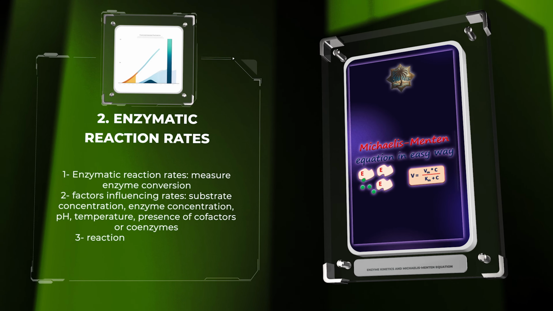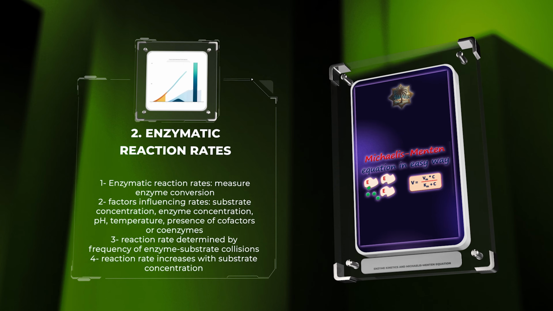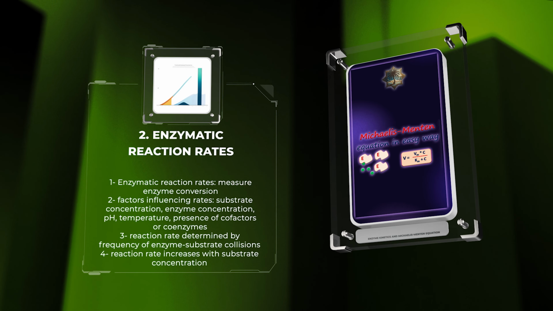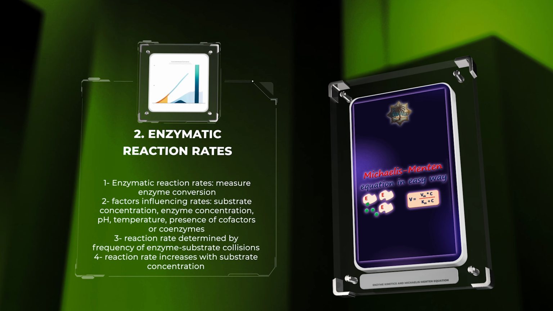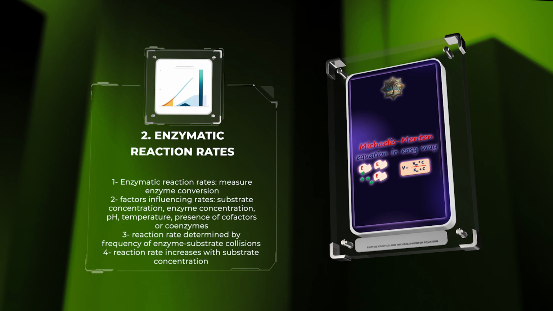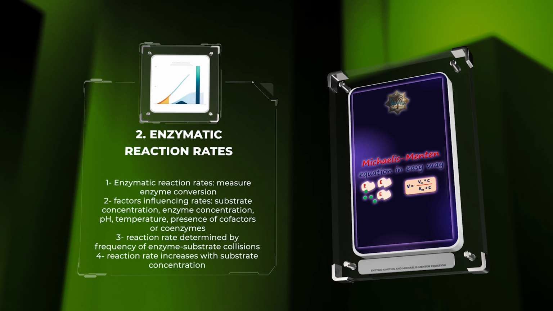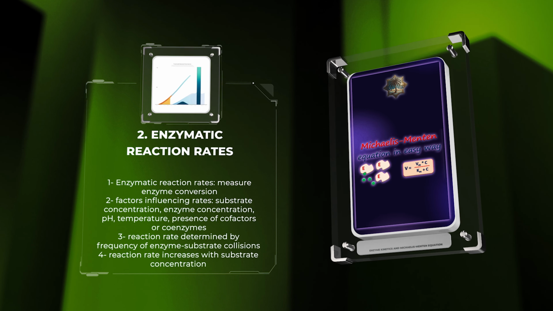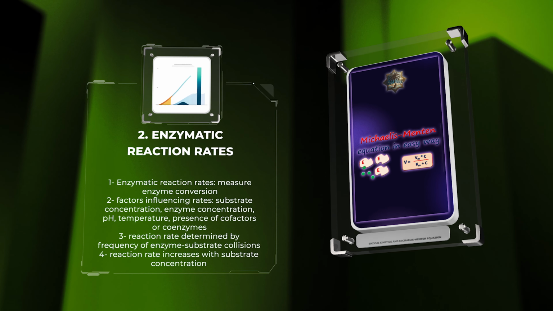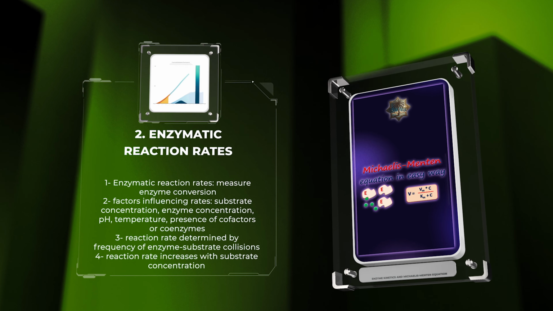Enzymatic reaction rates measure how quickly enzymes convert substrates into products. Several factors influence reaction rates, including substrate concentration, enzyme concentration, pH, temperature, and the presence of cofactors or coenzymes. The reaction rate is typically determined by the frequency of successful enzyme-substrate collisions and the speed at which the enzyme converts the substrate. At low substrate concentrations, the reaction rate increases as substrate concentration increases since there are more opportunities for collisions. However, at higher substrate concentrations, the reaction rate reaches a maximum, known as the maximum velocity or Vmax.